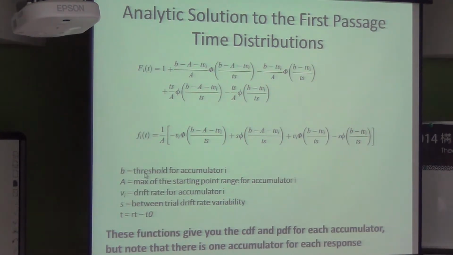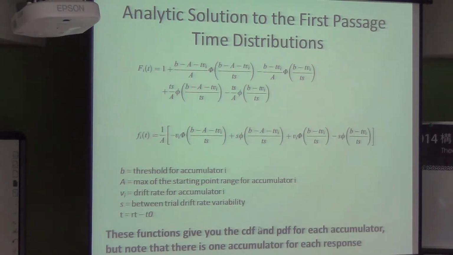So you've got your thresholds for each of your accumulators. How much evidence do you need before you're willing to say response A? How much do you need for response B? You've got a maximum range of the uniform starting point distribution. You've got your drift rates for each of the accumulators, and the between trial drift rate variability, which we're going to assume is a free parameter. And you've also got something representing the non-decision time, which is just a constant, which is typically referred to in these papers as T0, or T-naught.